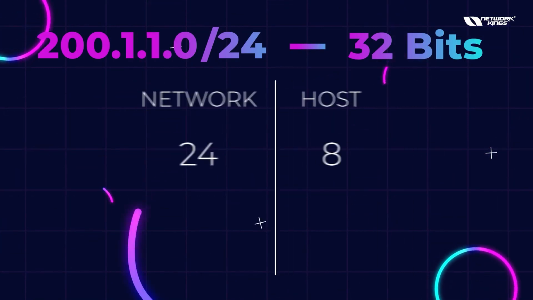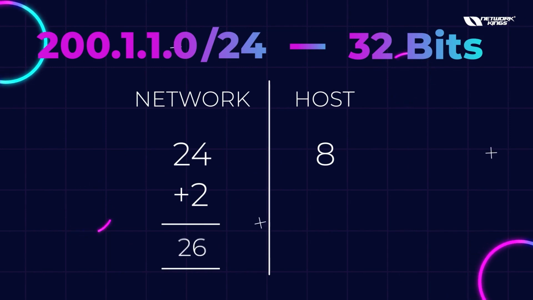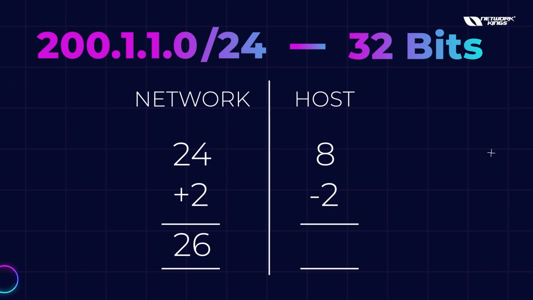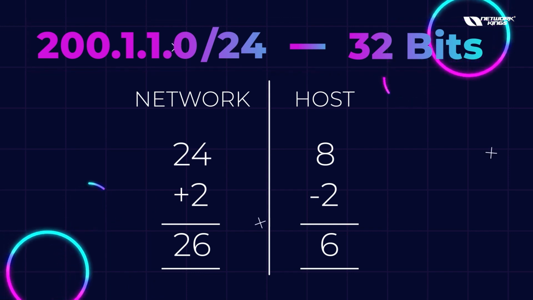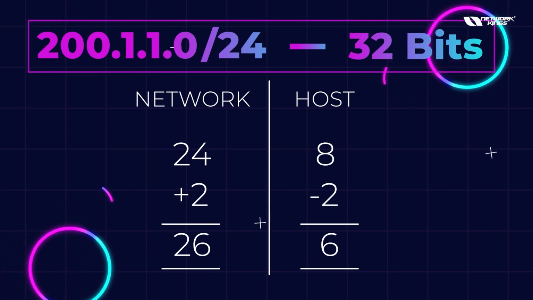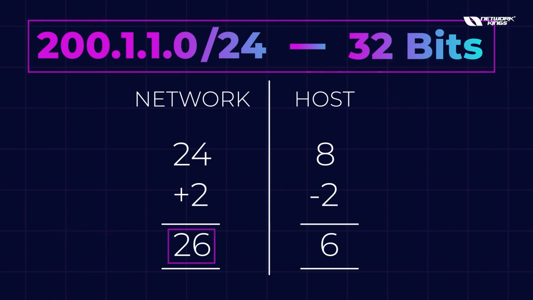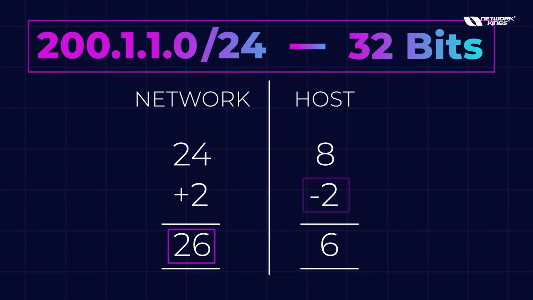So it means we will add 2 here. It means we will have 26 here. Okay, very simple. And from where we will get this 2? When we reduce 2 here, it means 6 host bits. So when we want to divide this network into 4 parts, my network bits will be 26 now instead of 24, and I have reduced 2 here.